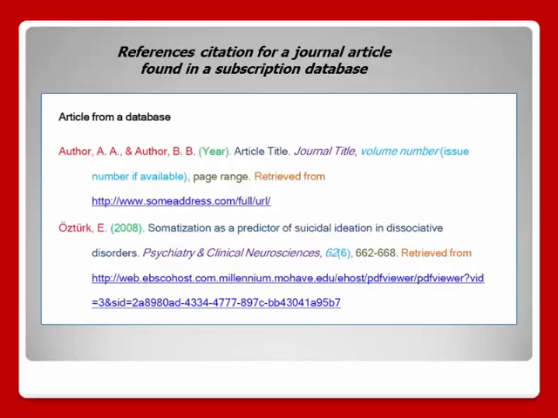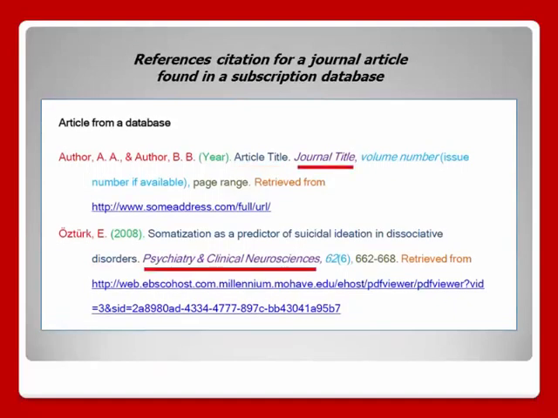Another example of a common citation is that for a magazine or journal article found in a subscription database such as EBSCOhost. Take a look at the pattern for an APA citation of an article found in a database. Which part of the citation is the name of the article? Which part is the journal title? Notice that APA style includes the URL of your source preceded by the phrase retrieved from.